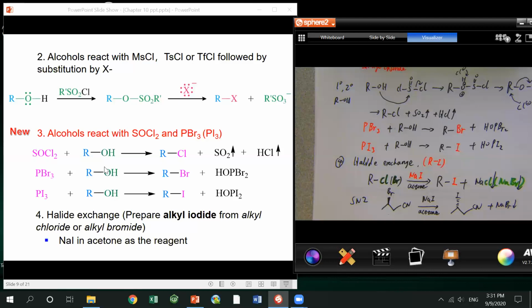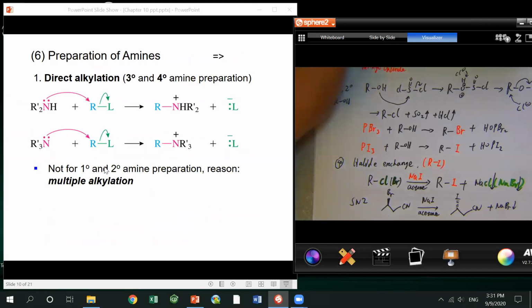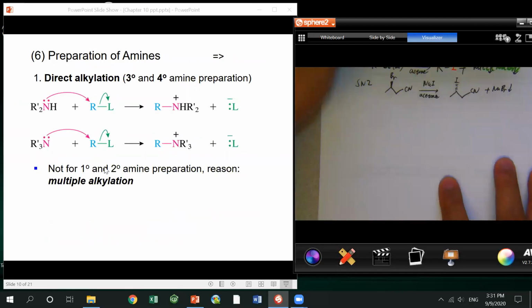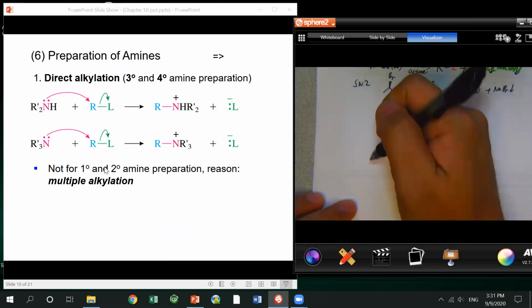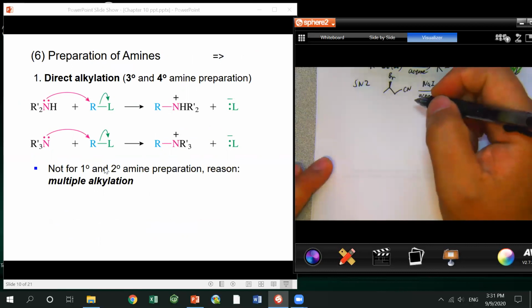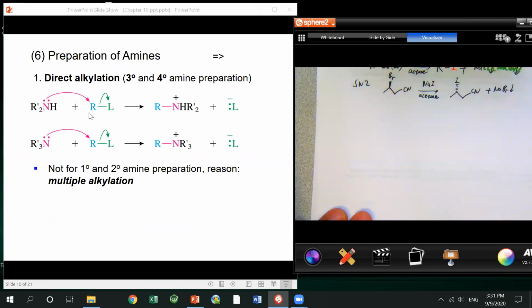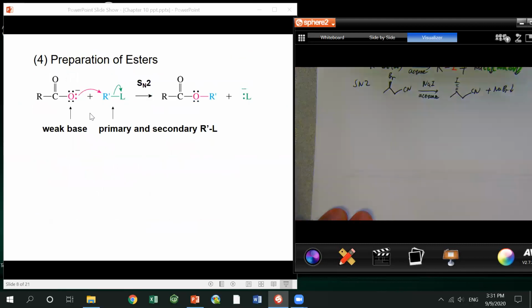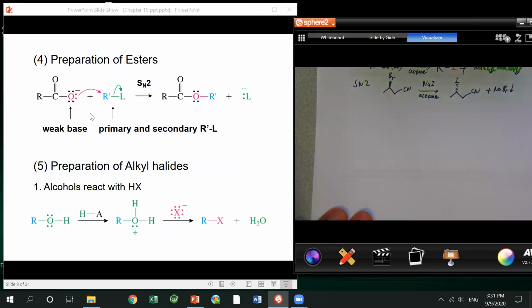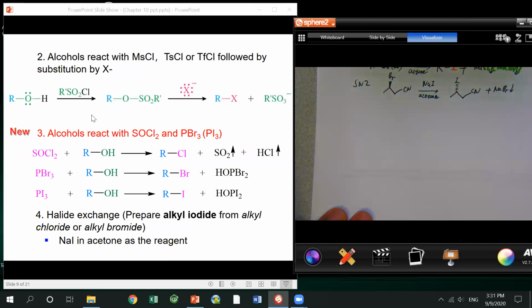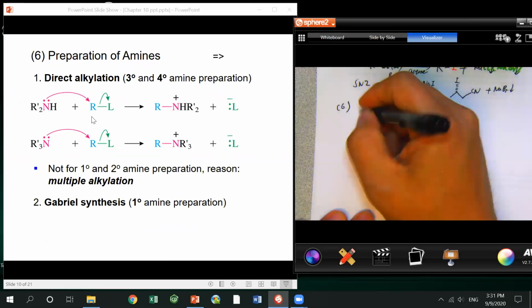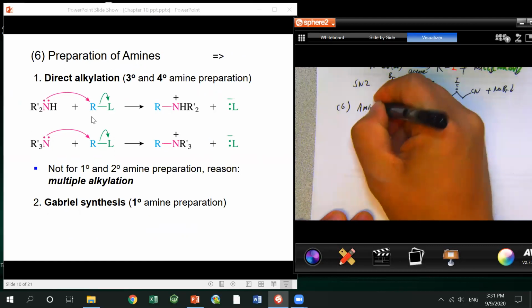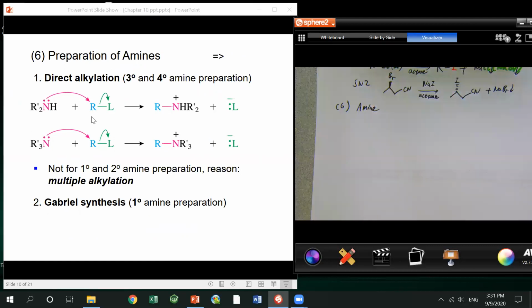All right, and then we move to another one, the amines. That should be 5, alkyl halides. So 6 should be amines. Here we use substitution reactions to prepare all kinds of amines.